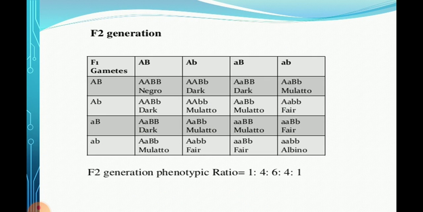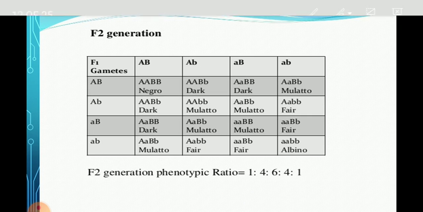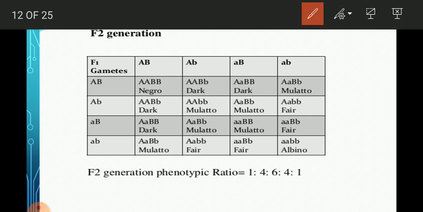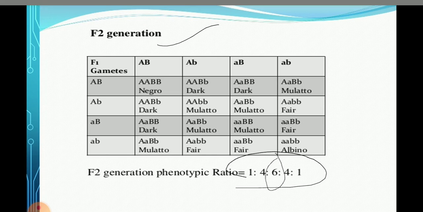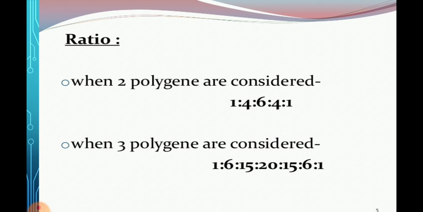Okay, so now we will see the F2 generation. If we take two genes, not three genes as we have seen before, we will have this kind of Punnett square, and in that we will get the ratio 1, 4, 6, 4, 1. So when two polygenes are considered, we have the ratio 1, 4, 6, 4, 1.